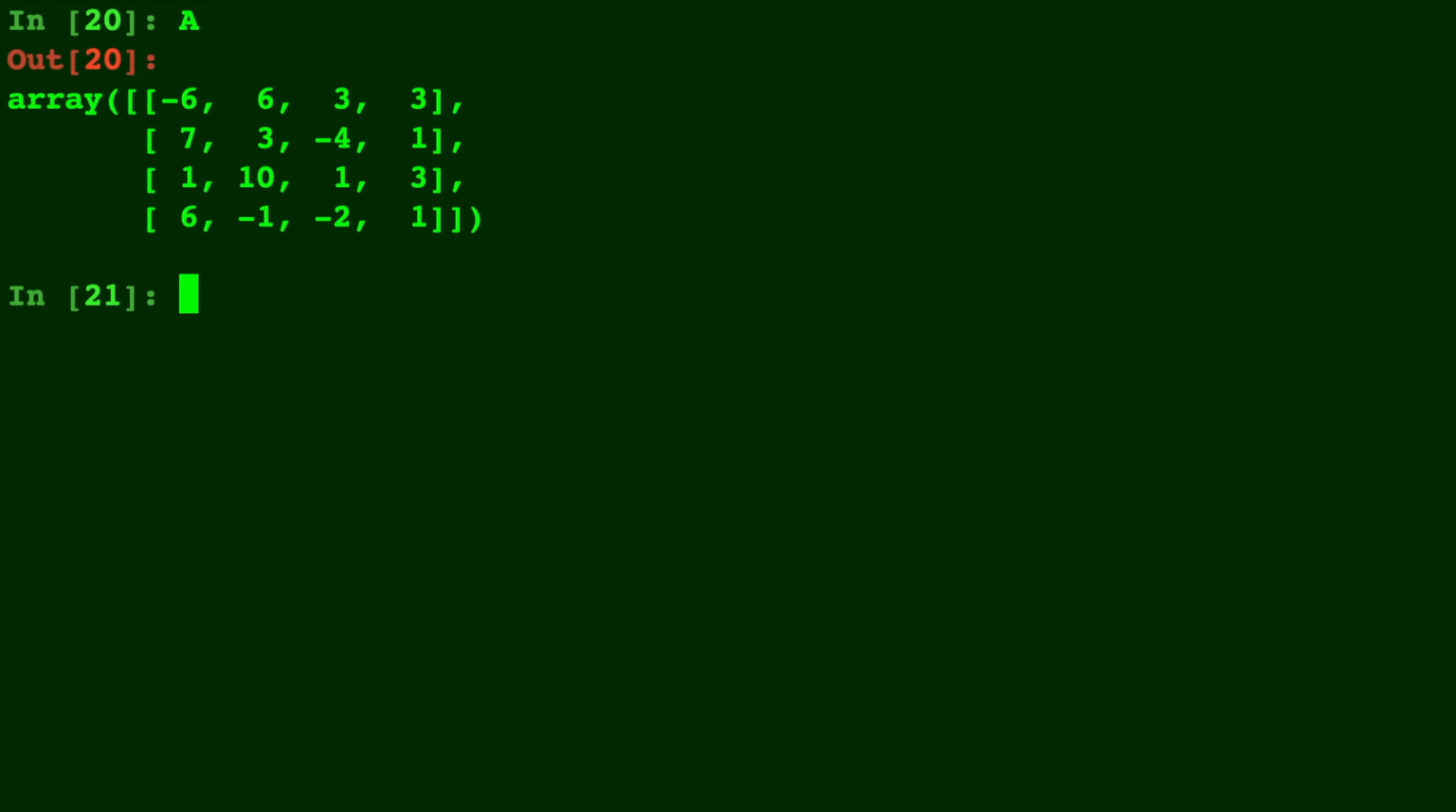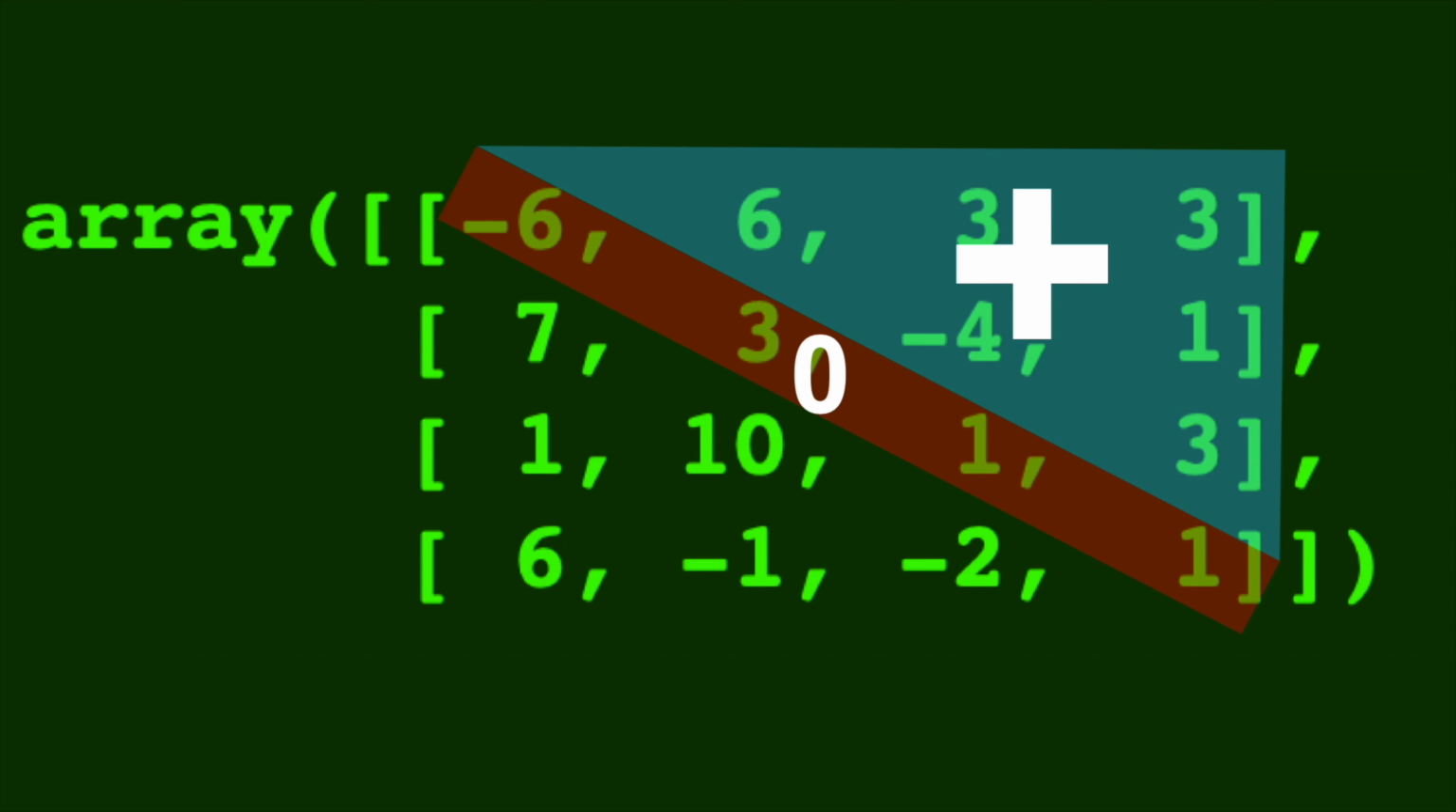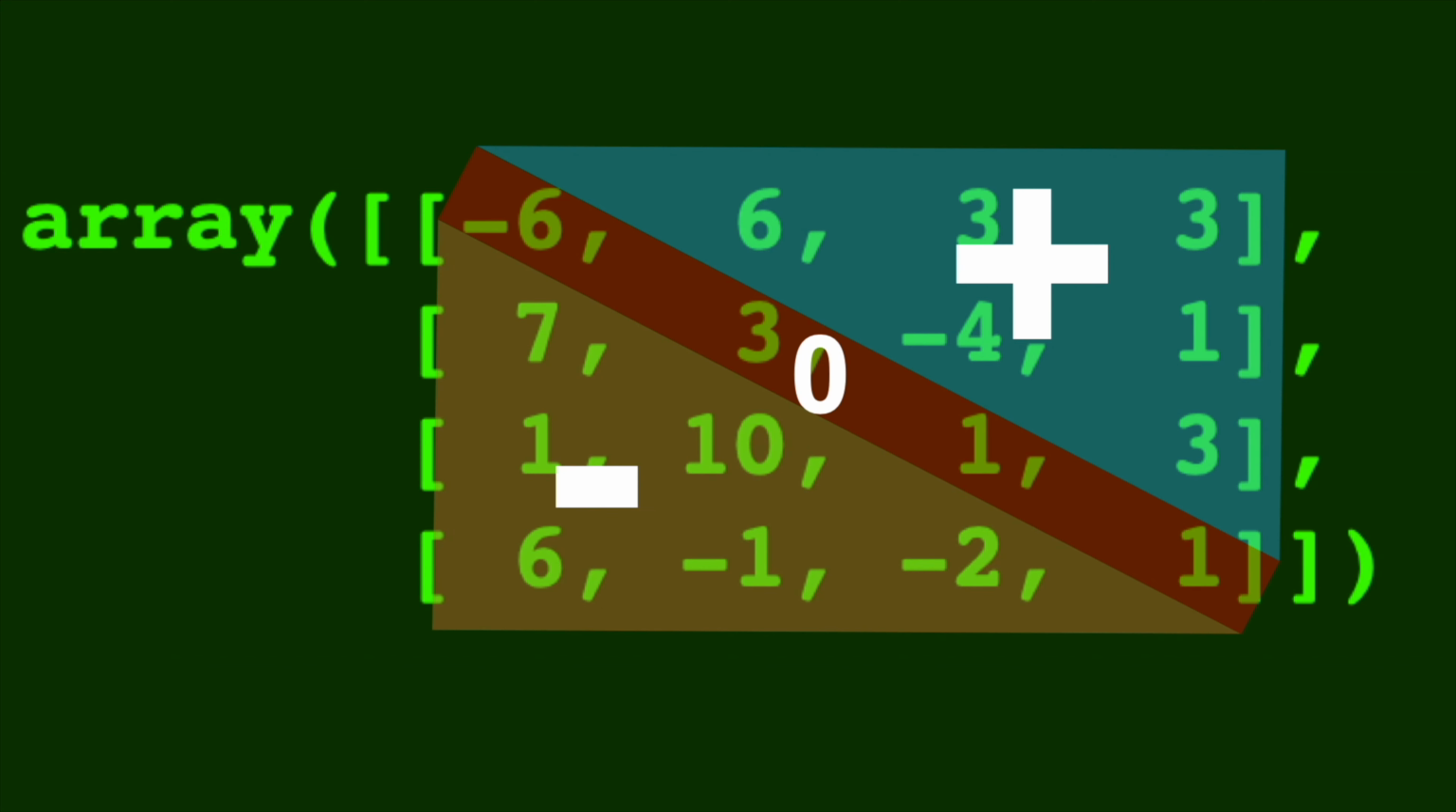So here we have a matrix A that I previously created, and let's zoom in and talk about a keyword called k. So when k equals 0, it refers to this main diagonal right here. And when k is a positive number, it's the upper triangular part, and when it's negative, it refers to the lower diagonals. You'll see what I mean when we do the application.